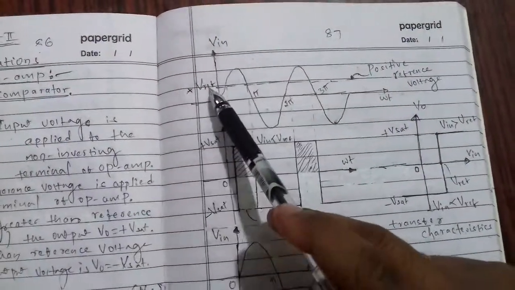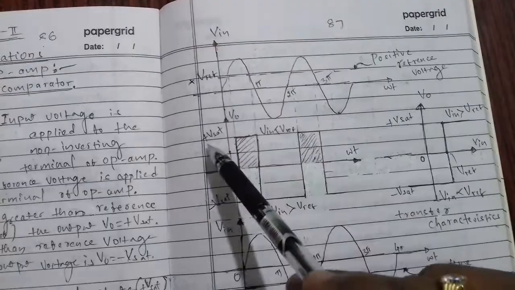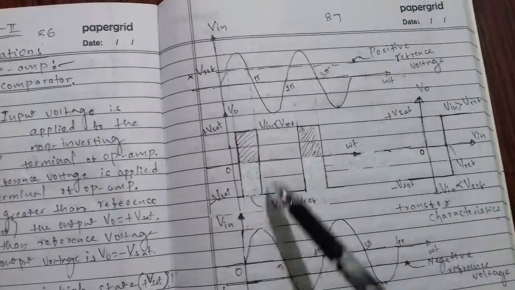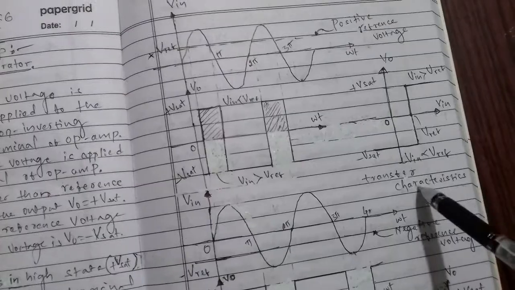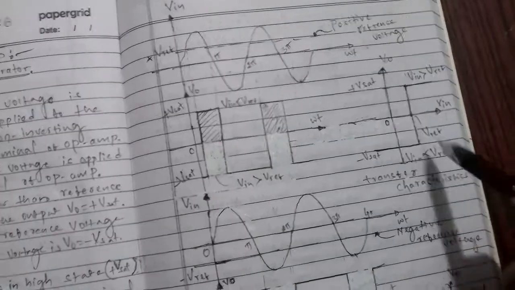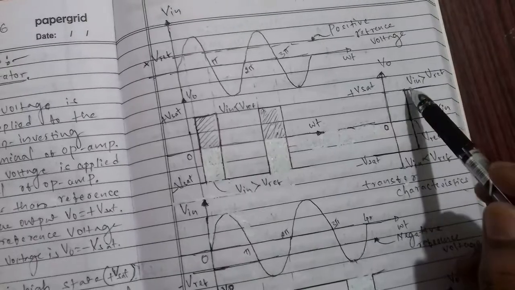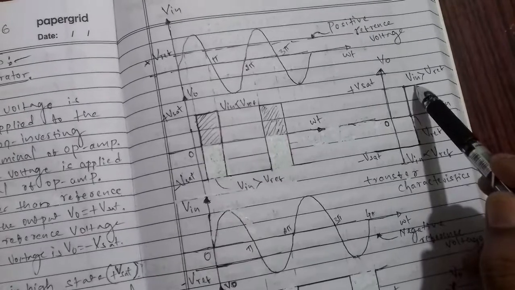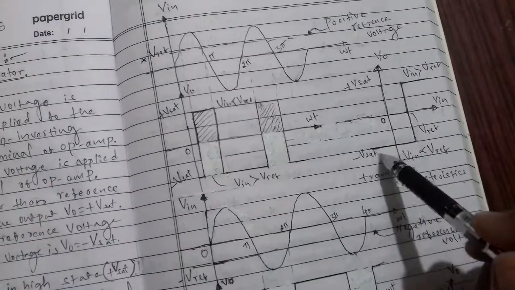Here the positive reference voltage, plus V reference, with positive V saturation and minus V saturation. The transfer characteristics for the input voltage less than the reference voltage, and this one is for the input voltage greater than the reference voltage. For the input voltage greater than the reference voltage, the output is at plus V saturation. For the input voltage less than the reference voltage, the output is at minus V saturation.